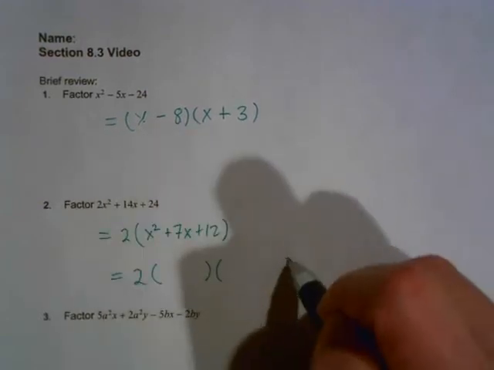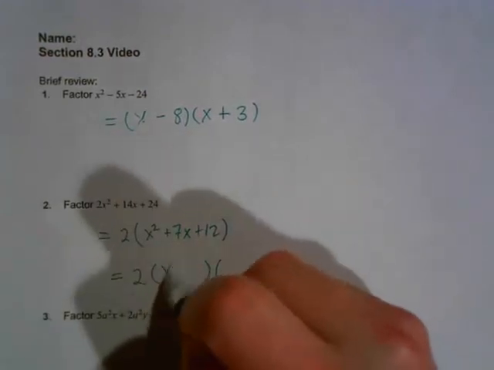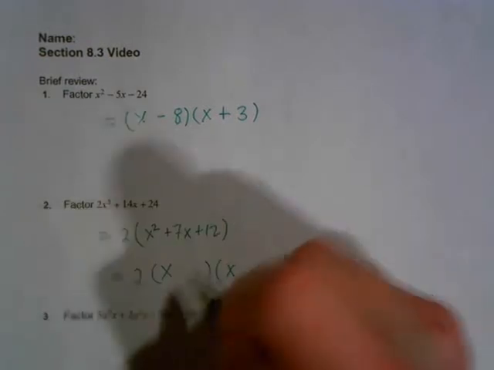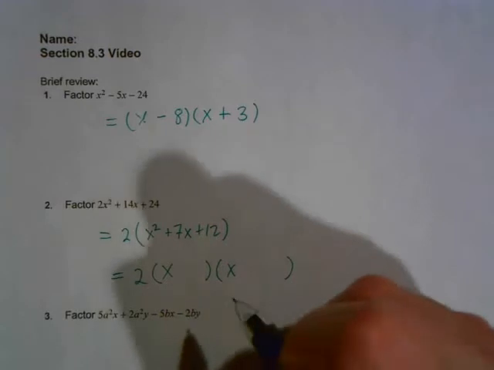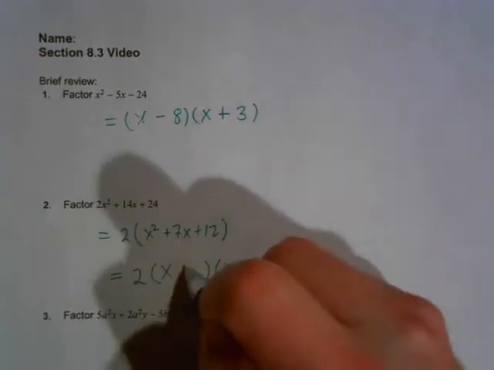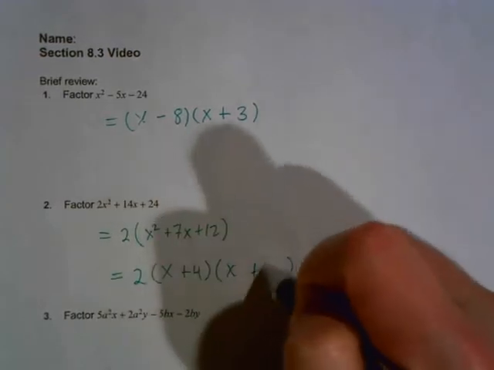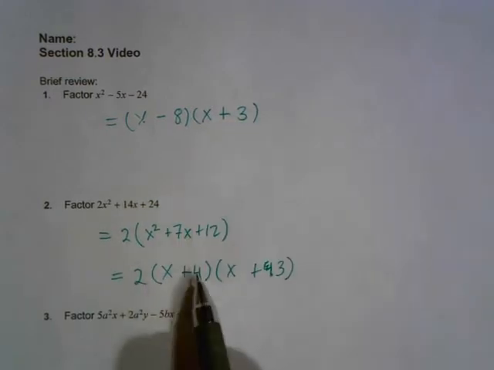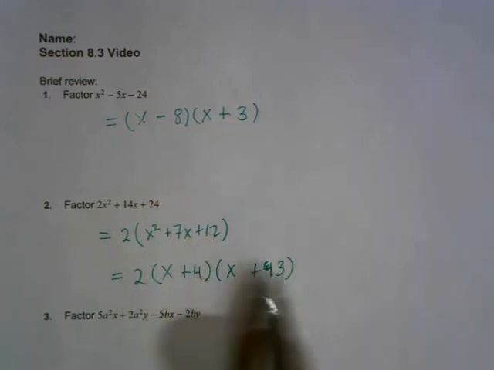And generally a trinomial will factor into two binomials. Again, it has to be x and x to get that x squared up front. And I think on this one, how about a plus 4 and a plus 3? Oops, I said 3 and I wrote 4. 3. Because 4 times 3 is 12, 4 plus 3 is 7.